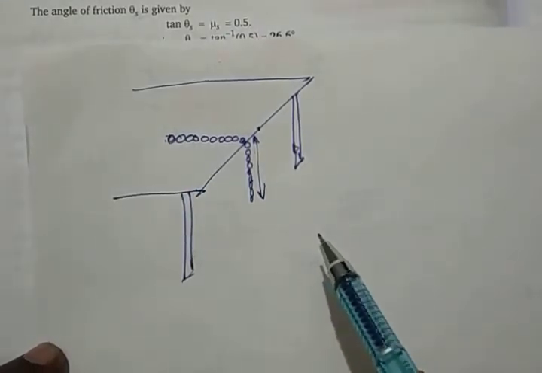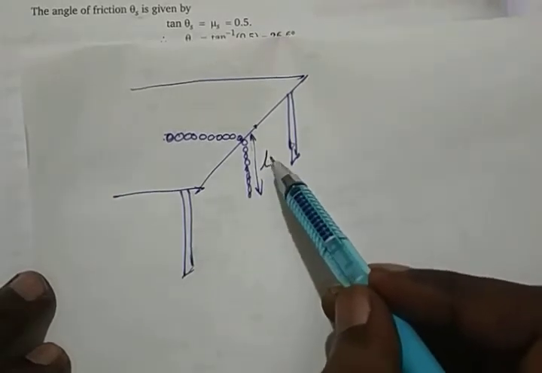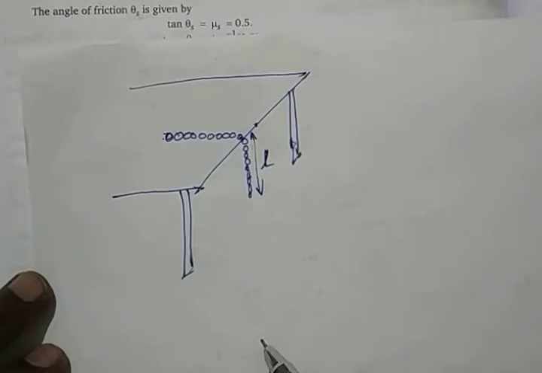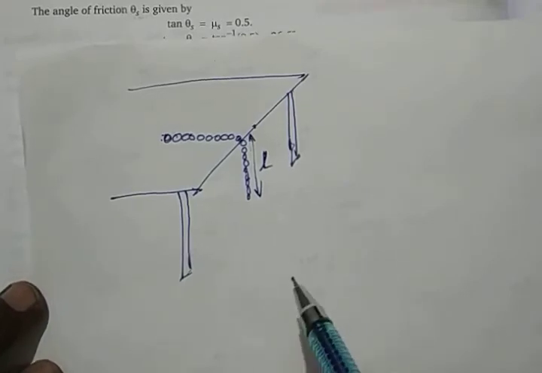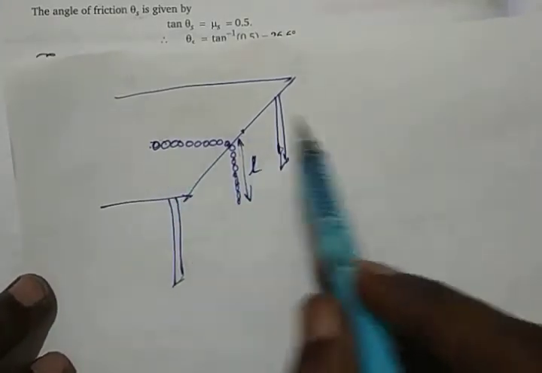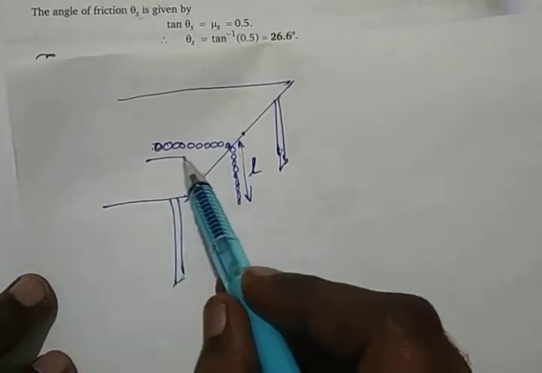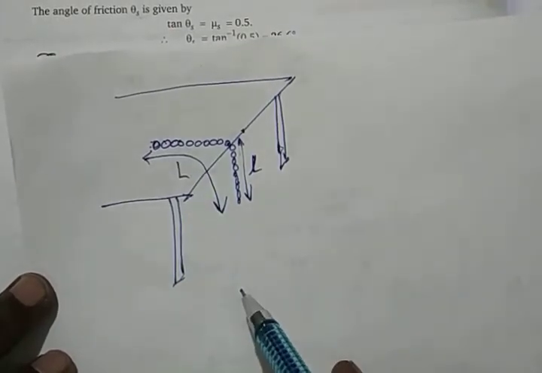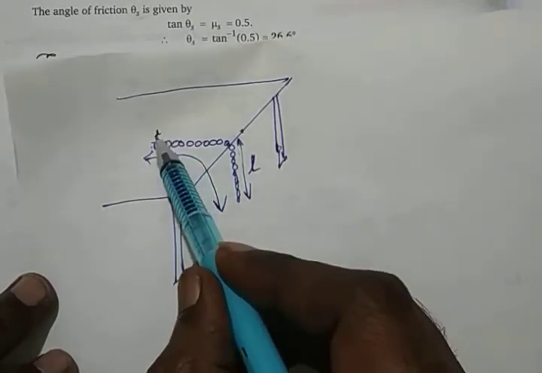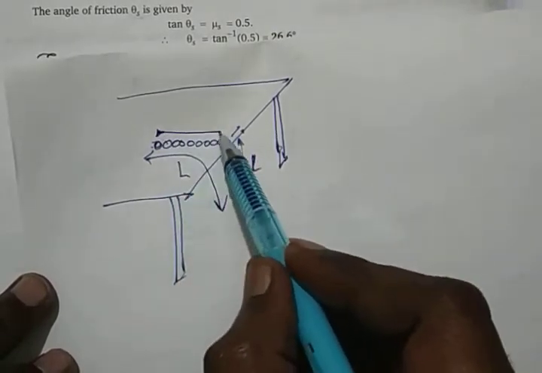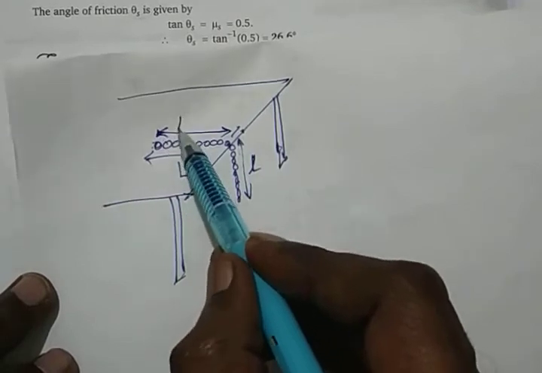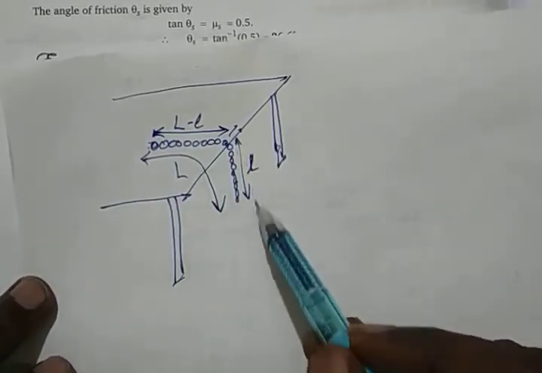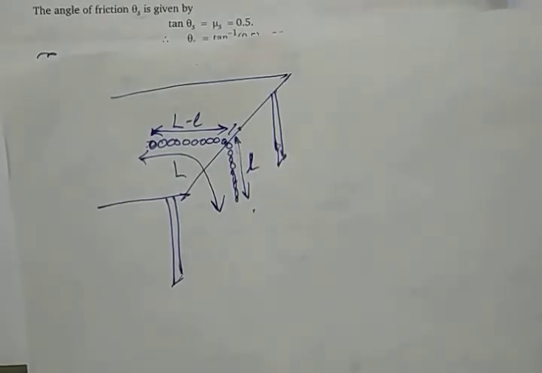It is asked what is this small l value: how much you can keep it hanging so that it will not fall. The entire length is the total length. What is the total length? Total length is capital L. So what is the length which is sitting here? The length which is sitting here is capital L minus small l. And the rest of the l is here. So that's what matters.